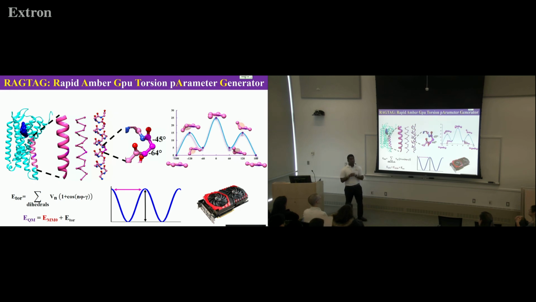So if you want to know how we use GPUs to parallelize the parameterization of dihedral parameters, you can come see me at my poster all the way in the back in the research section.